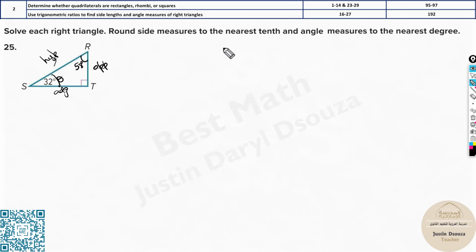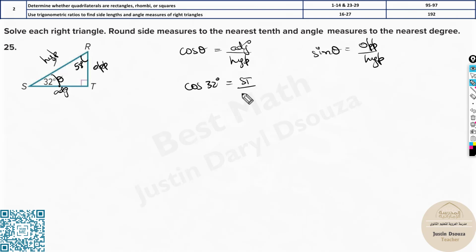So I will use the hypotenuse formulas, that is cosine theta is equal to adjacent by hypotenuse, and sine theta is equal to opposite by hypotenuse. Now here, cosine theta is 32 degrees, and adjacent is unknown, that is ST, which is what we are solving. I'll write it as ST over hypotenuse, which is 7. Now here sine theta is 32 degrees, but the opposite side is unknown, that is RT, but we know the hypotenuse is 7. So you just take 7 to the other side, 7 times cosine 32 degrees.